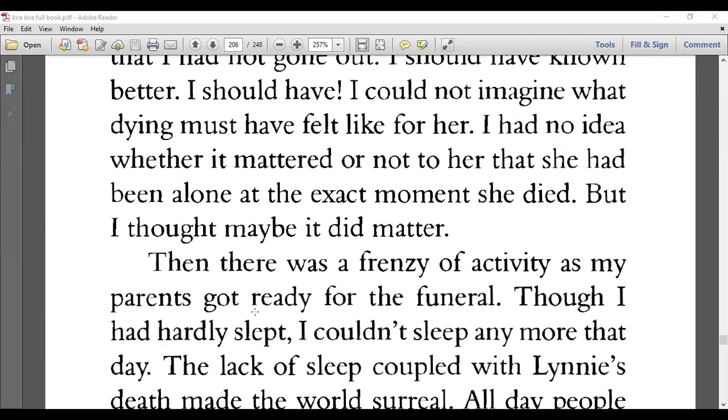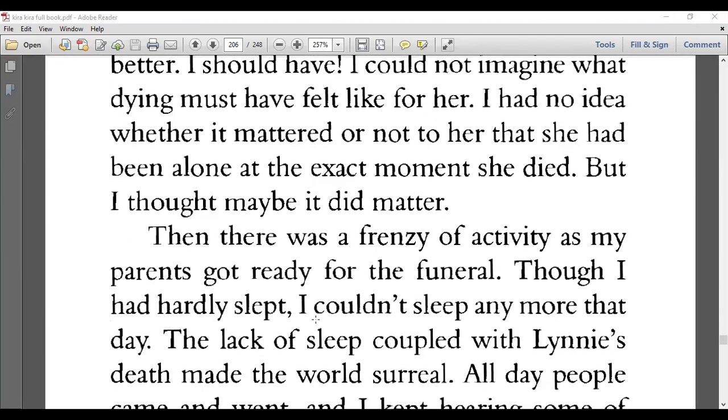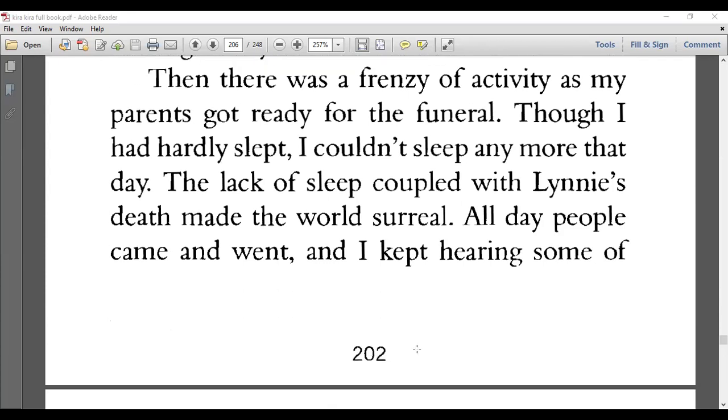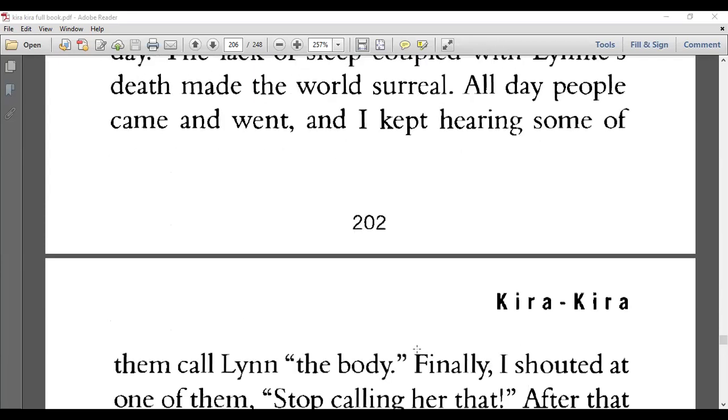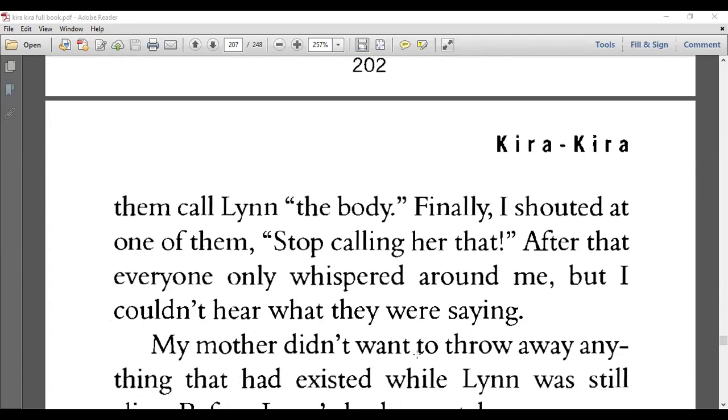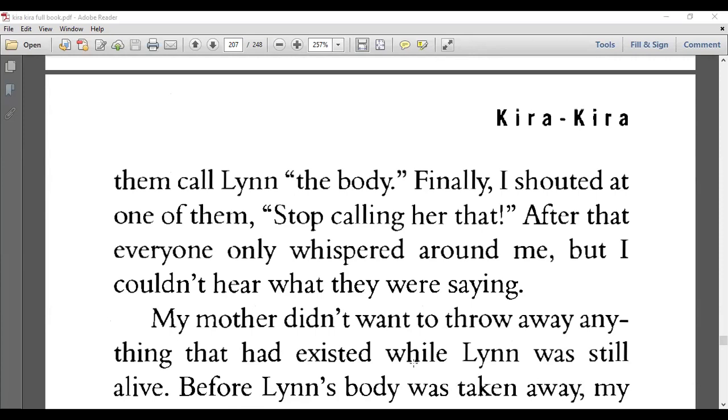"Then there was a frenzy of activity as my parents got ready for the funeral. Though I had hardly slept, I couldn't sleep anymore that day. The lack of sleep, coupled with Lynn's death, made the world surreal. All day, people came and went, and I kept hearing some of them call Lynn the body. Finally, I shouted at one of them, 'Stop calling her that.' After that, everyone only whispered around me, but I couldn't hear what they were saying."